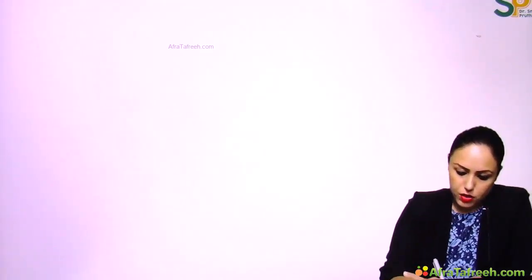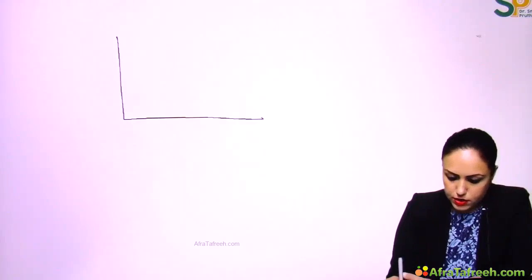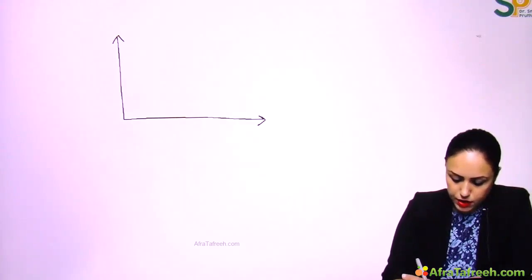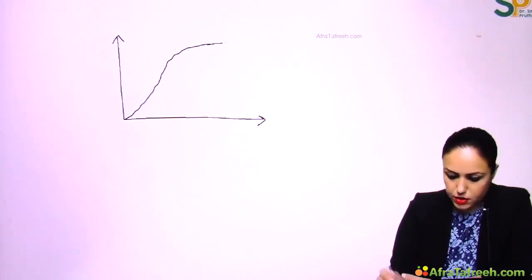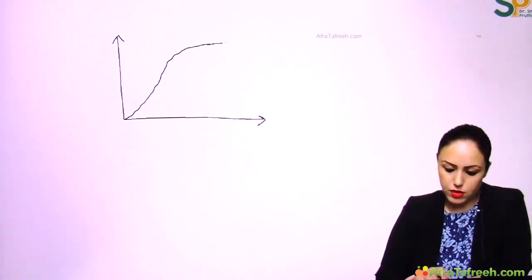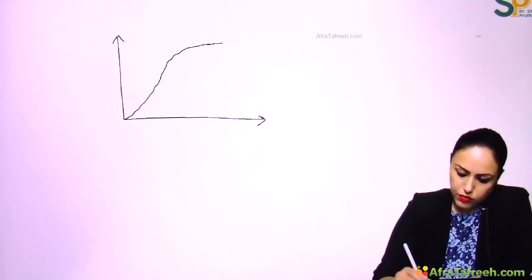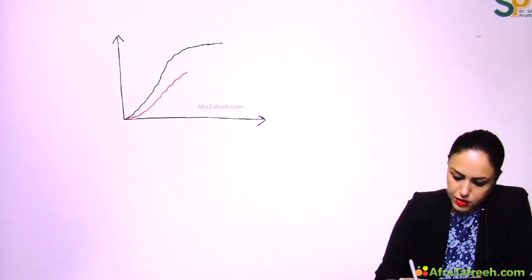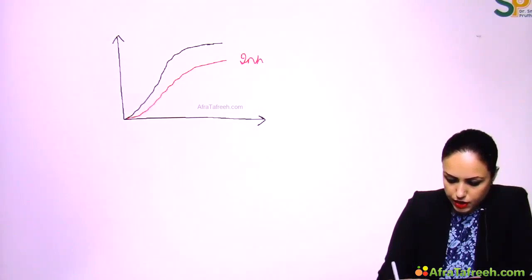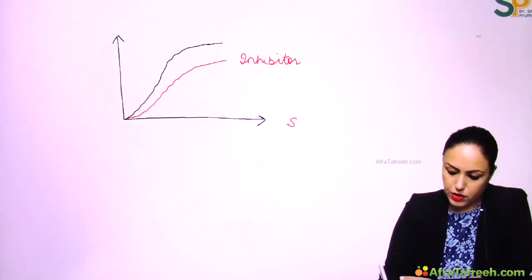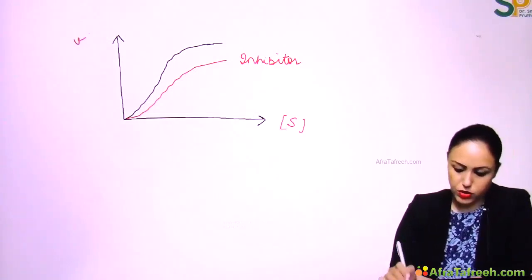Now what will be the change in graph when activator or inhibitor comes for the allosteric enzyme? So see this graph. Let's say this is the sigmoidal graph. Now, when inhibitor comes, then the graph is shifted downwards. So the graph is between substrate concentration and velocity.